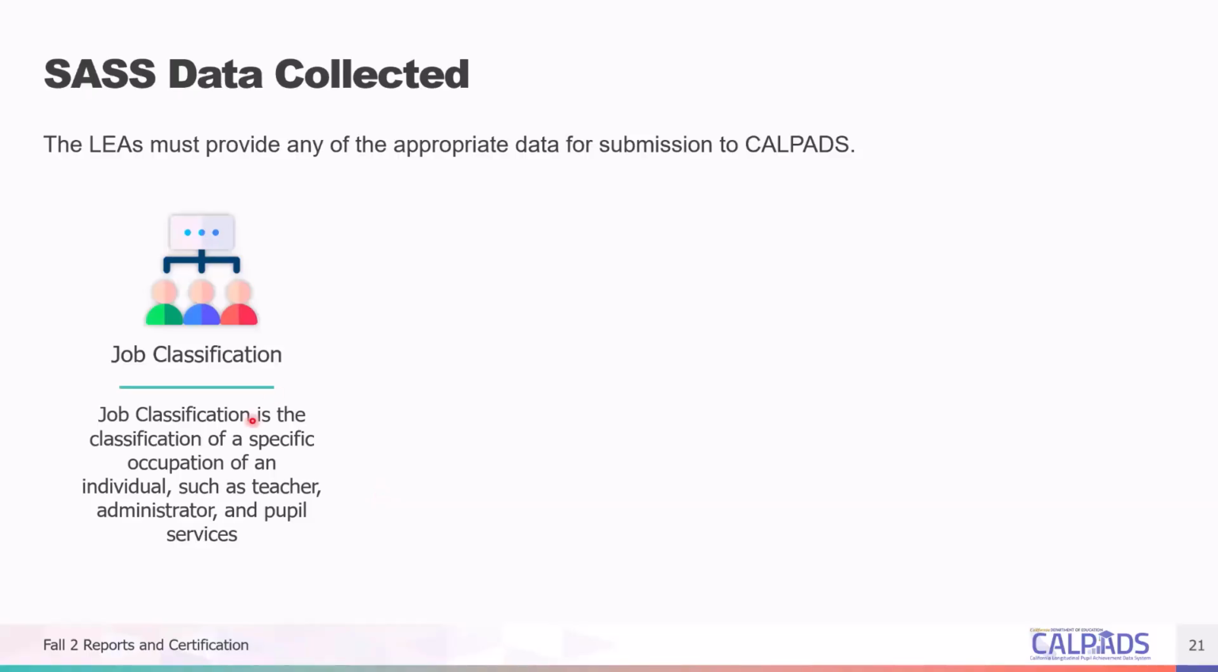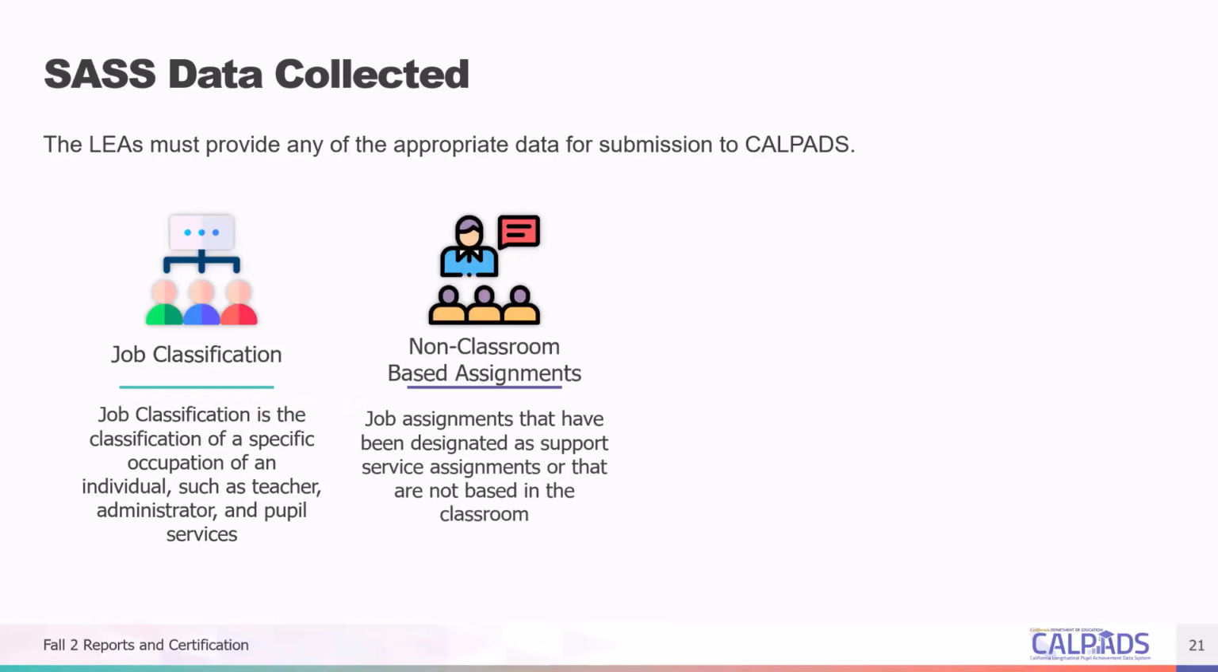First is the job classification. This refers to the specific occupation or role of each staff member that they are credentialed in. If a staff member is a teacher, admin, or pupil service, the job classification will identify that. It helps define what type of work each employee performs within the district.